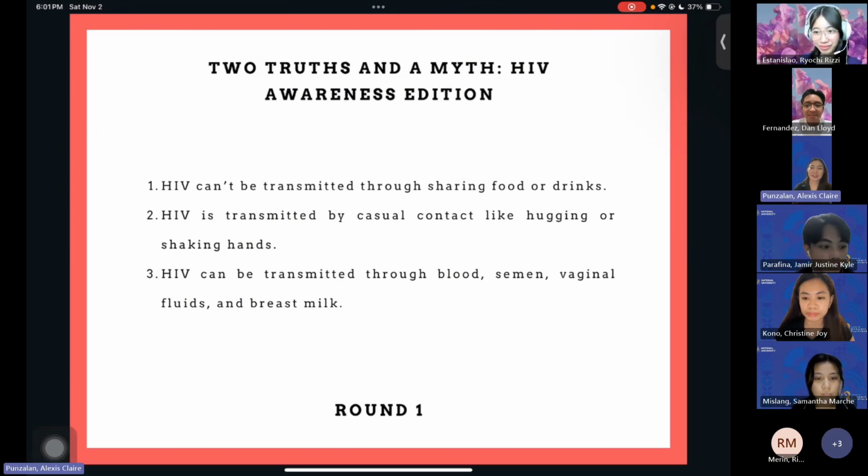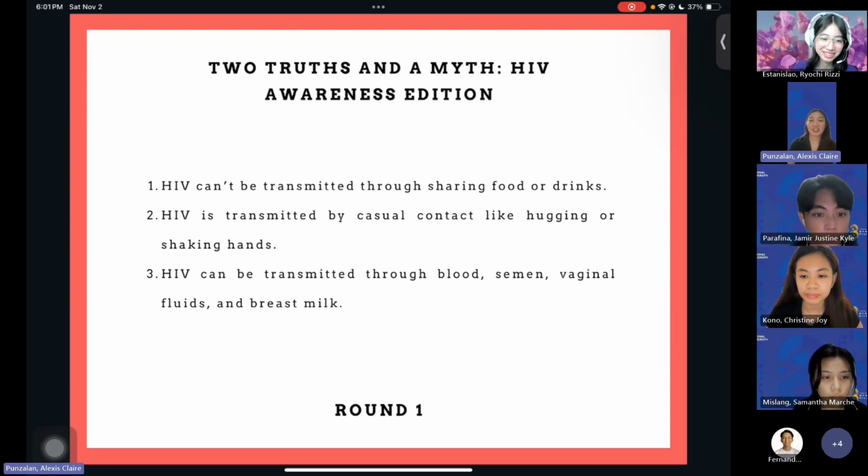For me, it is statement number two, since as we all know that HIV is not transmitted by casual contact like hugging or shaking hands, but rather it is transmitted by sexual contact since it is a sexually transmitted disease.